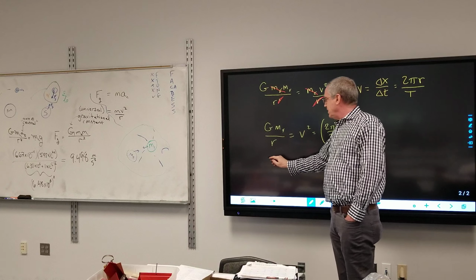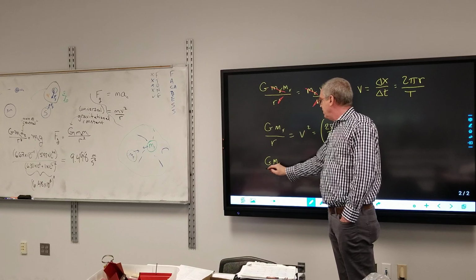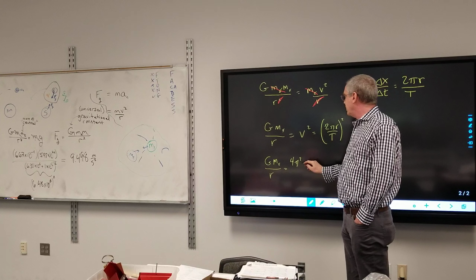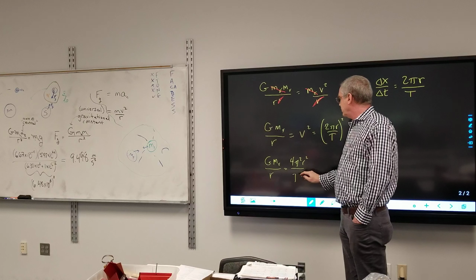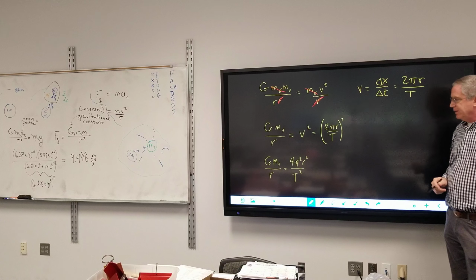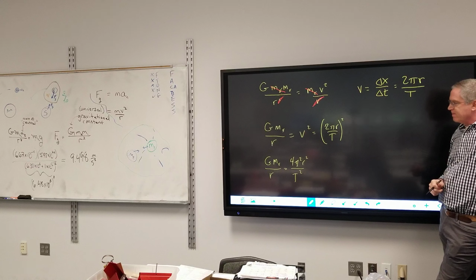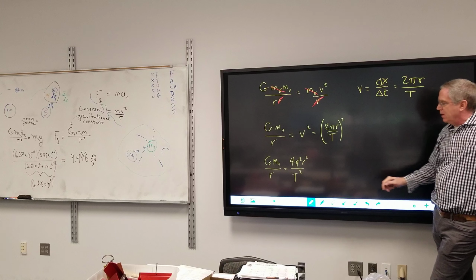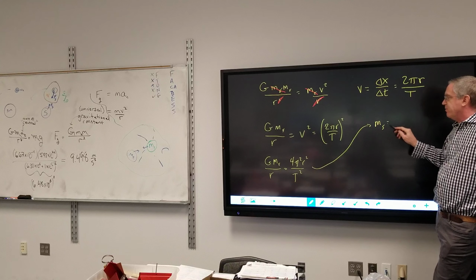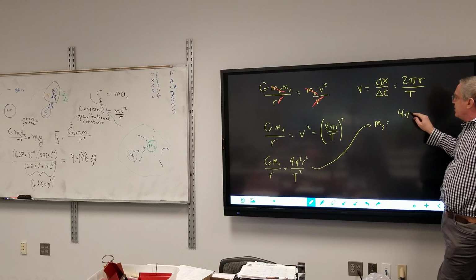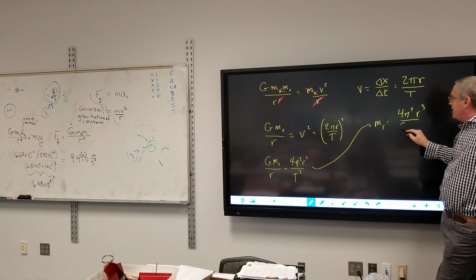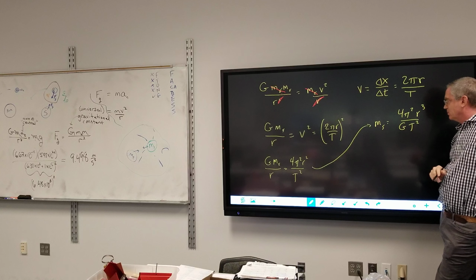So I've got G, mass of the sun, over r is equal to 4 pi squared r squared over t squared. Just squaring all the stuff in the parentheses there. So from here, we can go several directions, but mass of the sun, which is what we're trying to find, equals 4 pi squared r cubed over big G t squared.